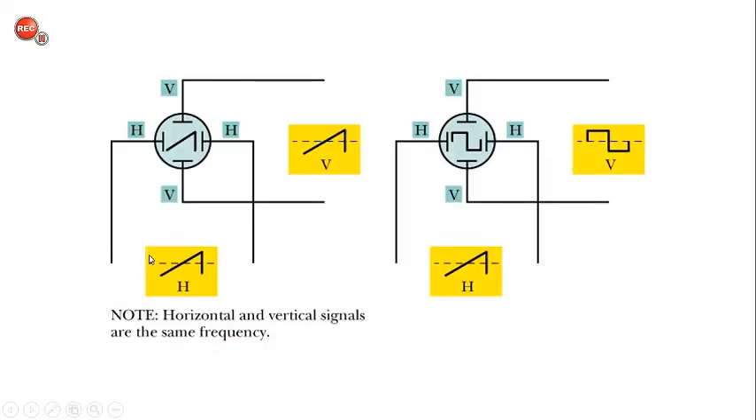Here we're applying the standard sawtooth wave again to the horizontal plates, and a sawtooth wave to the vertical plates, and so what we see is this sawtooth wave appear on the screen. If we apply a square wave to the vertical plates, sawtooth to the horizontal, we will see a square wave on the screen. So whatever signal is being applied to the vertical plates essentially is the waveform that we will see on the screen.